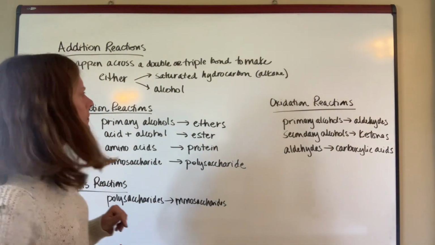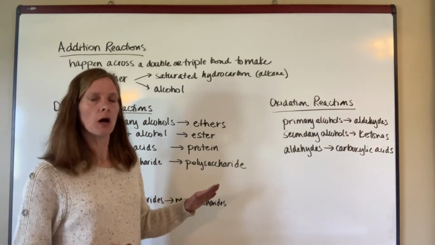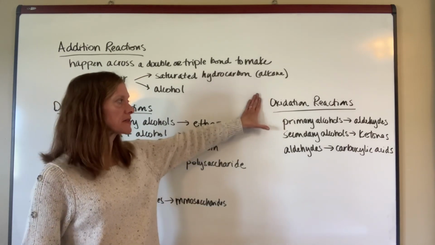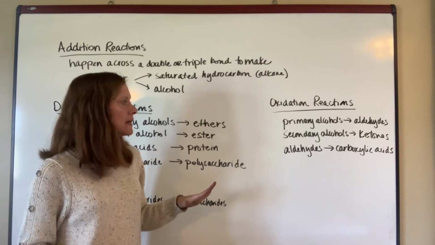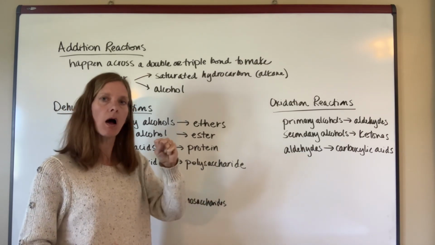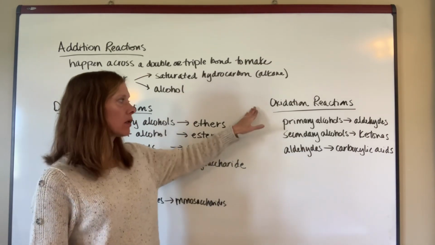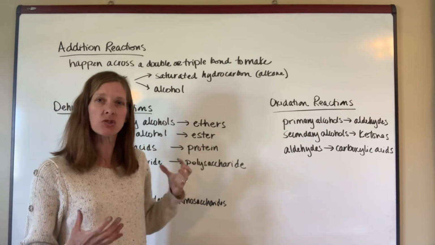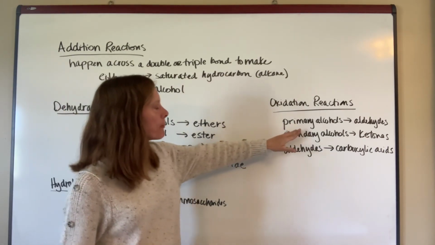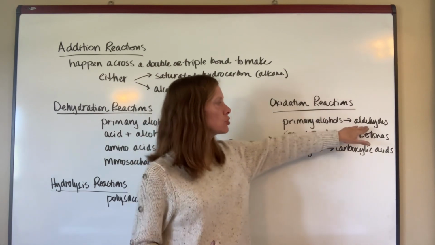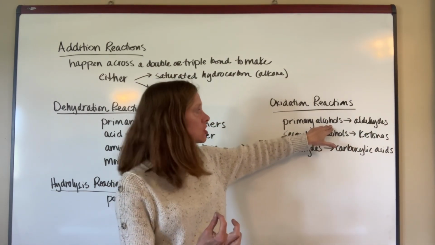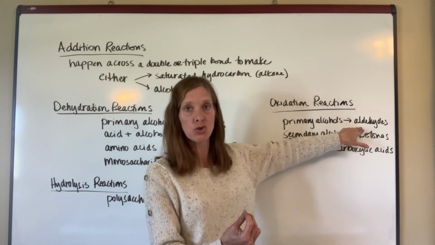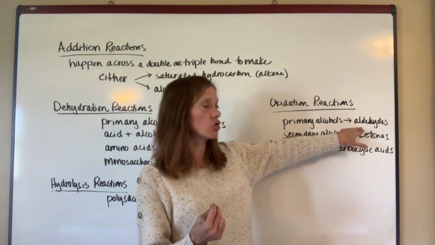I have that backwards. Now, the other type of reaction that we talked about was the oxidation reactions. In all of those oxidation reactions, somehow we're adding an oxygen bond. That's the best way to remember that. A primary alcohol turns into an aldehyde. A primary alcohol has a single bond to an oxygen. An aldehyde has a double bond to an oxygen. So we're adding an oxygen bond.